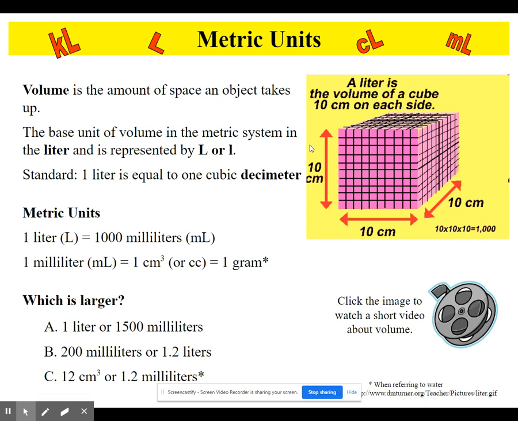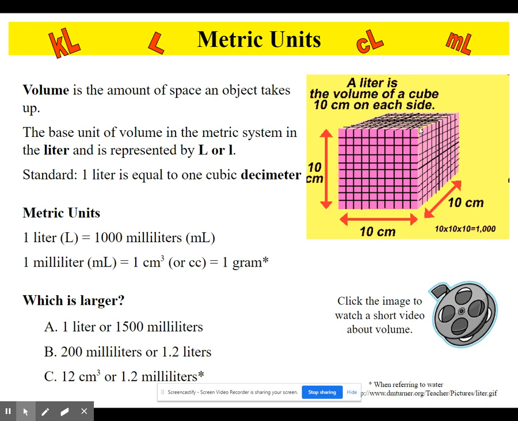This is a cool graphic here because it shows you what volume is. Volume is the amount of space an object takes up. When you have a regularly shaped object, that means it has sides you can measure. Like I can measure and count this as being 10 centimeters and 10 centimeters and 10 centimeters. When I have that, I have my length, my width, my height.